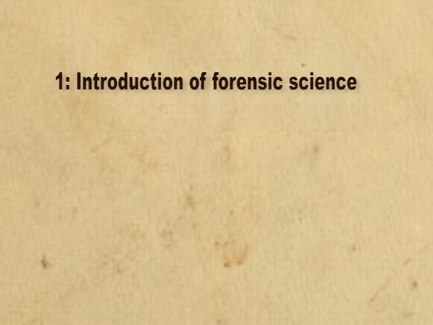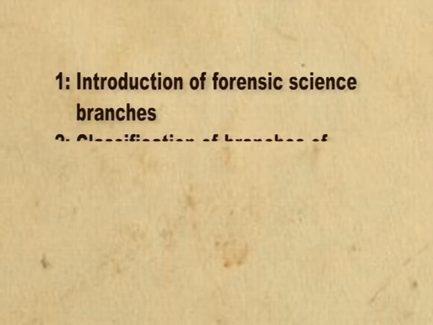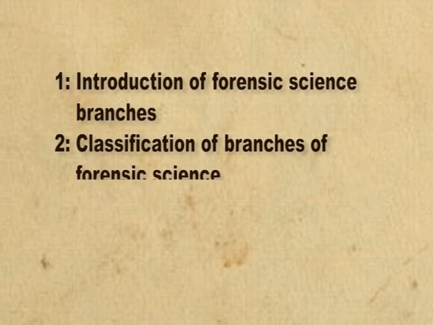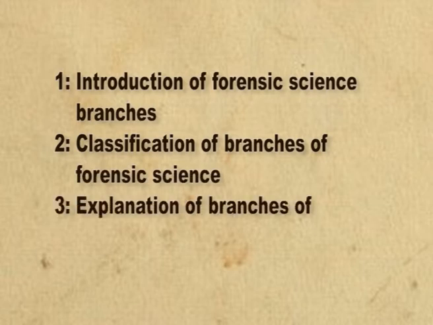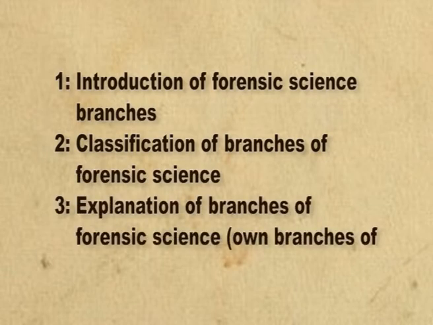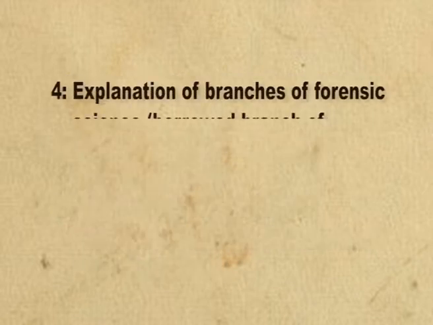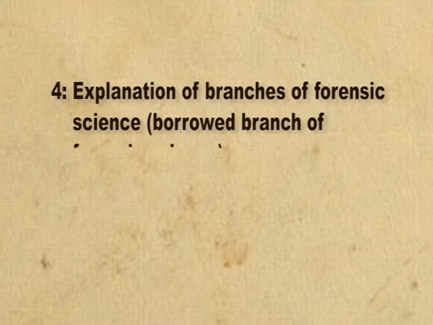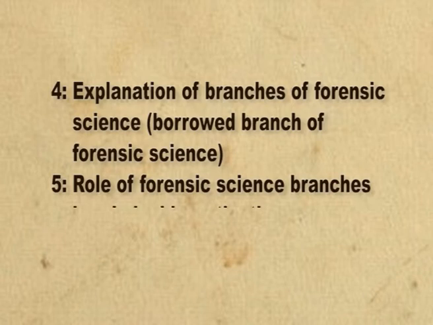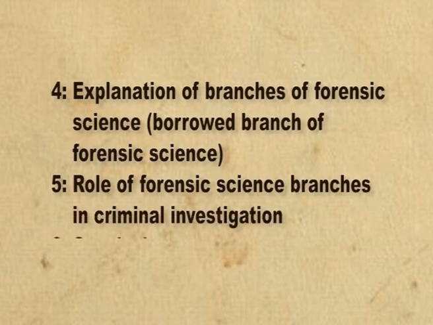So let's start our discussion by taking a look at what we are going to learn today. In Module 1, we will see the Introduction of Forensic Science Branches. Module 2 will be Classification of Branches of Forensic Science. Module 3 will be Explanation of Branches of Forensic Science. Module 4 will be Explanation of Branches of Forensic Science with respect to other sciences. Module 5 will be Role of Forensic Science Branches in Criminal Investigation, and finally, Module 6 will be our conclusion.